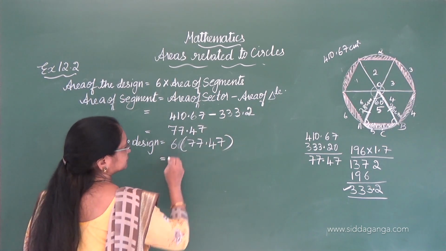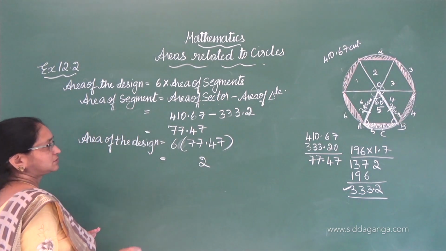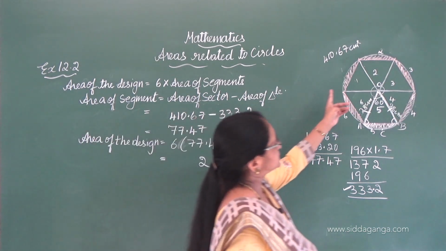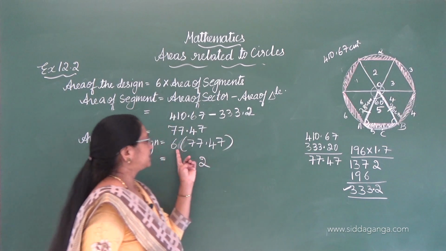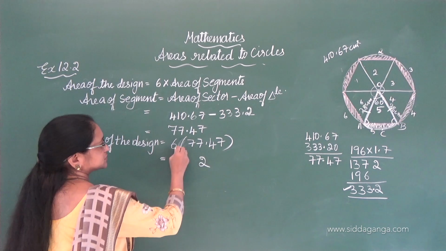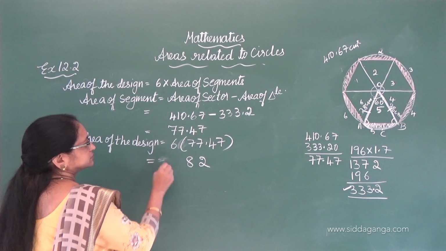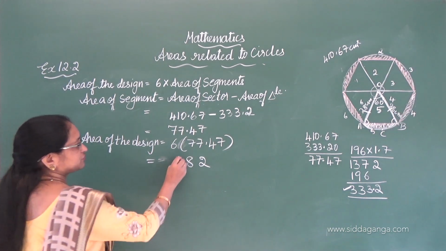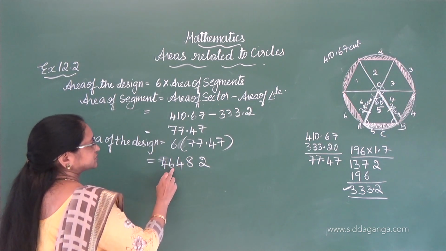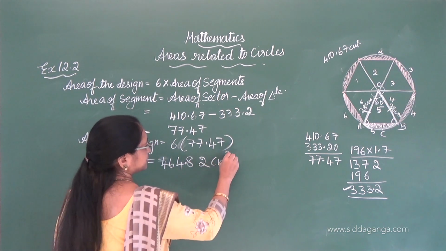Okay, 6 7s are 42, 4, 6. So you know why I am multiplying by 6? Because there are 6 designs. So I am multiplying by 6. 6 6s are 36, 6 7s are 42, 6 4s are 24 and carry, and so on. So put the decimal point here. So this is in centimeter square.